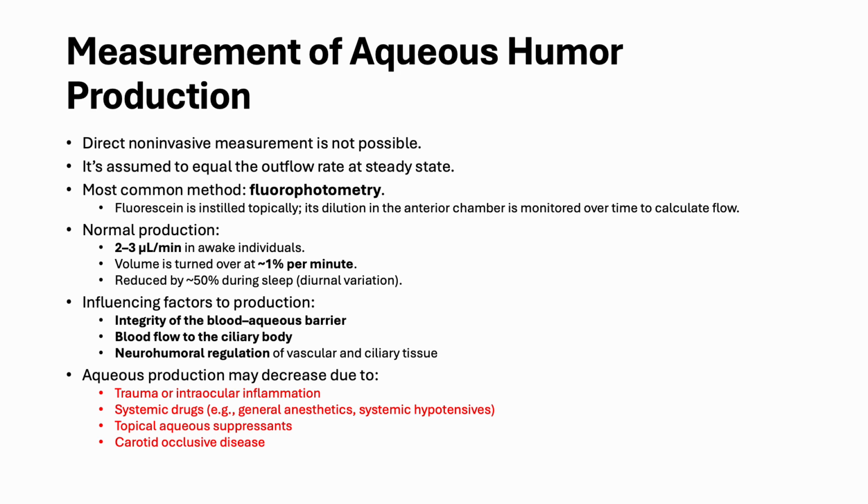Several physiologic factors influence production: integrity of the blood-aqueous barrier, blood flow to the ciliary body, and neurohumoral regulation of the vascular and ciliary systems. Production may be decreased in several clinical scenarios, including trauma or intraocular inflammation, systemic medications such as general anesthetics or systemic hypotensives, topical aqueous suppressants, and carotid occlusive disease, which compromises blood flow to the ciliary processes. Understanding these influences is essential for both diagnosing abnormalities and tailoring treatment strategies for patients with elevated or reduced IOP.